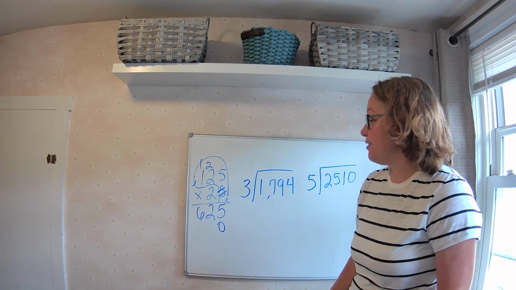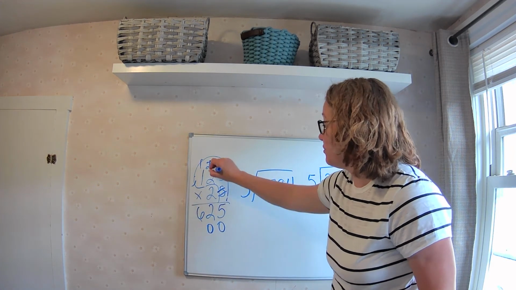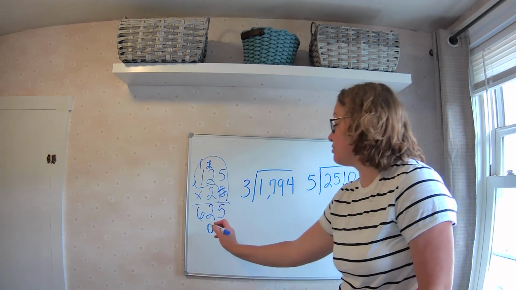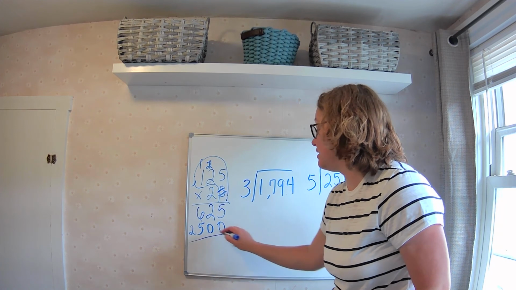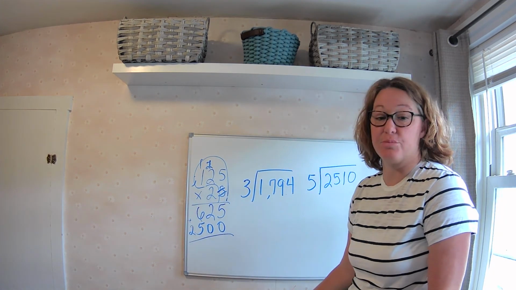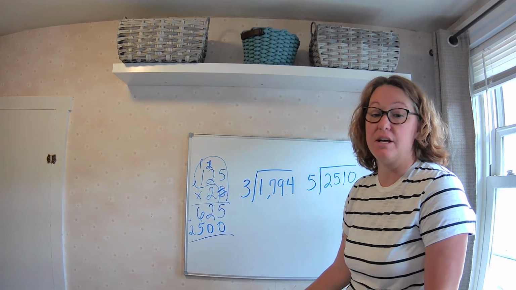an egg. Alright, so now we have 2 times 5, which is 10. Carry the 1. 2 times 2 is 4, plus 1 is 5. 2 times 1 is 2. And again, these are partial products, and we add our partial products to find our product. Keep your ones, tens, hundreds, thousands, all in a column together.